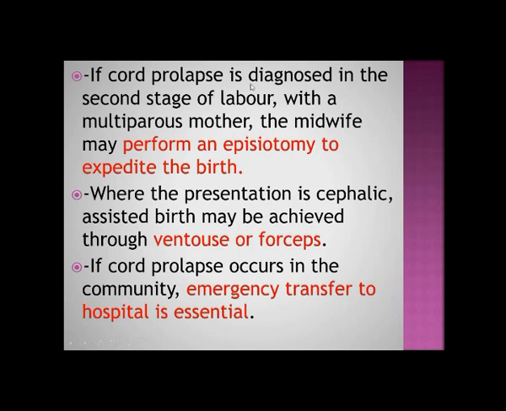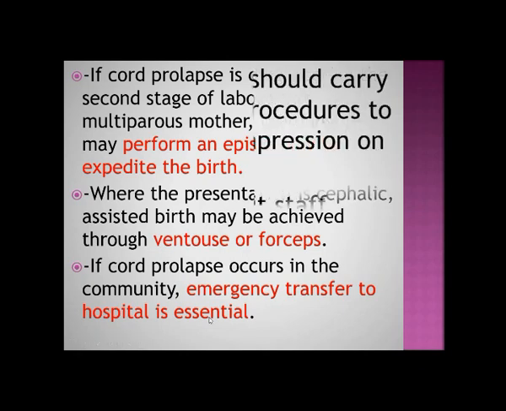Then if the cord prolapse is diagnosed in the second stage of labor with a multiparous mother, the midwife may perform an episiotomy to expedite the birth. So to hasten the delivery, we can give an episiotomy if the patient is in the second stage. Where the presentation is cephalic, assisted birth may be achieved through ventouse or forceps. We can hasten the labor. And if the cord prolapse occurs in the community, emergency transfer of the patient to the hospital is essential, with, as we already explained, the position maintained properly.